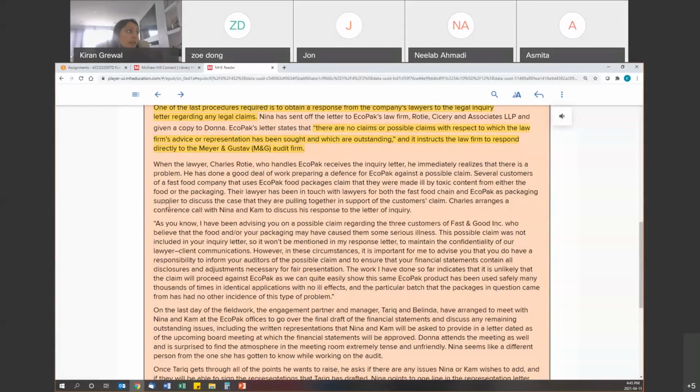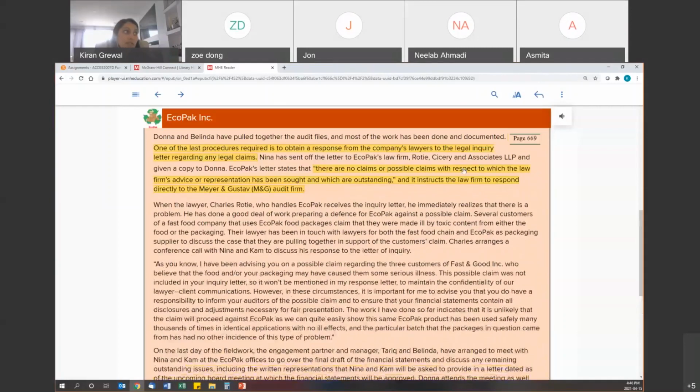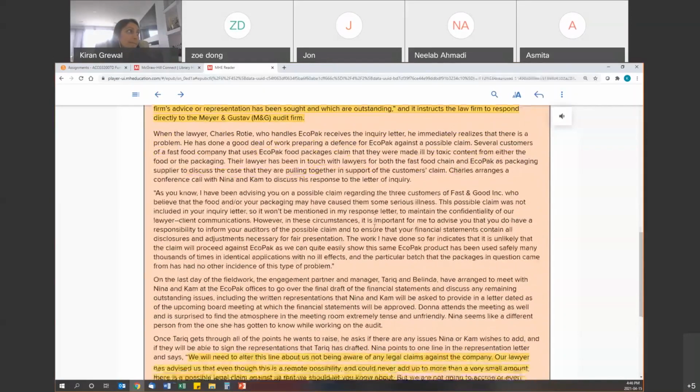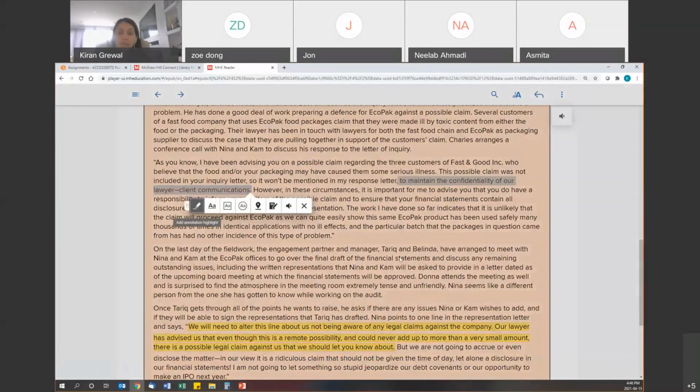So EcoPack and the lawyer, Charles, end up having a conference call to discuss how he is going to respond to the letter if this statement is not true. There's a possible claim. Lawyers and clients need to have lawyer-client confidentiality. So this lawyer is saying, you didn't mention this claim in your letter, so I don't want to mention it to the auditor unless I get your permission to do so.